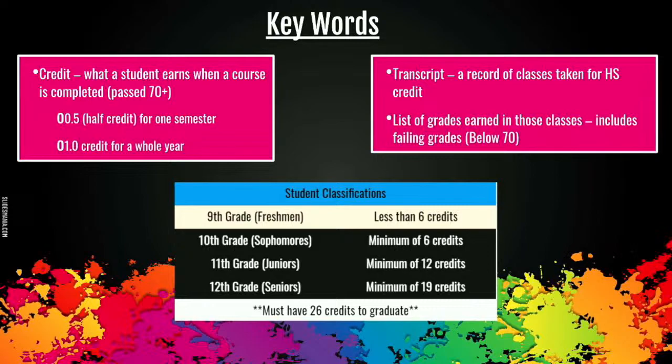No. We often get parents who are confused or concerned about that, and it's all about credits. So you want to make sure that your student earns 6 or more credits at the end of this school year in order to be classified as a sophomore. They need an additional 12 credits to be classified as a junior and 19 credits to be classified as a senior.